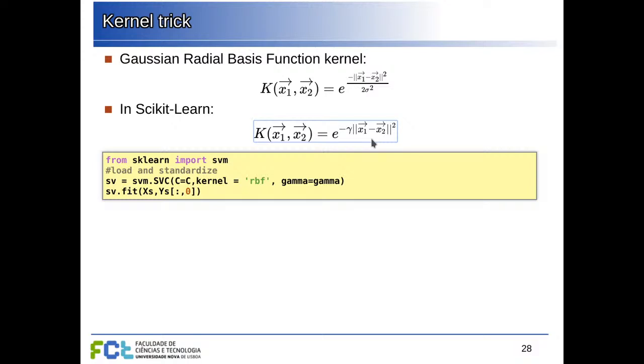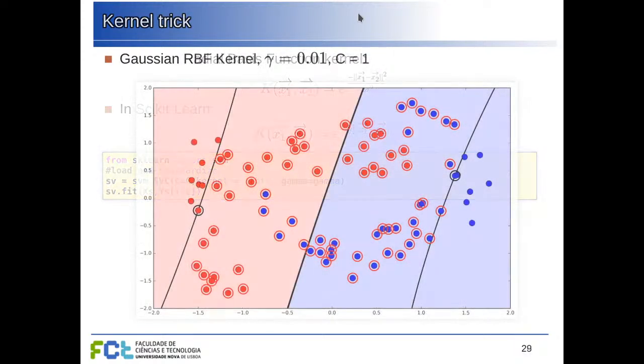This gives us much more flexibility to do these classifications, because now by adjusting this gamma parameter here, we can make the kernel wider or narrower, so we can look at points that are further away or closer to the points we are classifying. For example, with a very small gamma, we are looking at points that are further away, and with a very small C, we are allowing a lot of points to penetrate the margin.